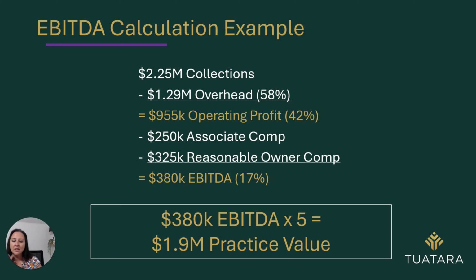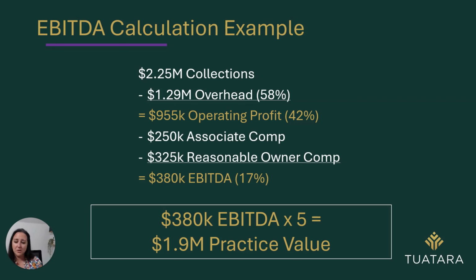So let's pretend we have a 2-doctor practice. We do $2.25 million in total collections. This includes our hygiene as well. We have about a 58% overhead rate. So that's $1.29 million in overhead expenses. You'll often hear this as 60% as a general average. 2-doctor practices do typically do a little bit better than average, so we gave that here at the 58 versus 60. That leads you to your operating profit of $955,000.